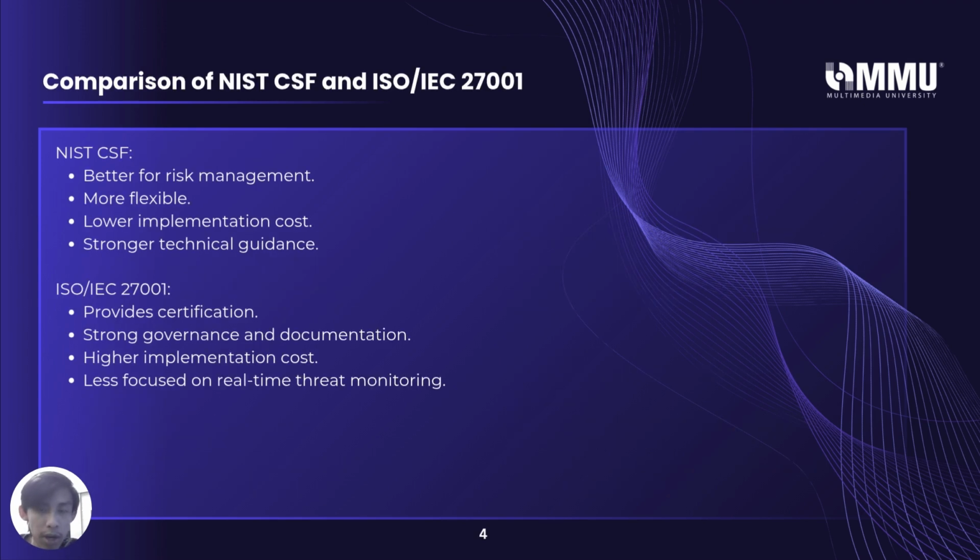So to compare these two frameworks, NIST is better for risk management, more flexible, with lower implementation cost and stronger technical guidance. But for ISO, it provides certification, and has strong governance and documentation, but it has higher implementation cost and less focus on real-time threat monitoring.